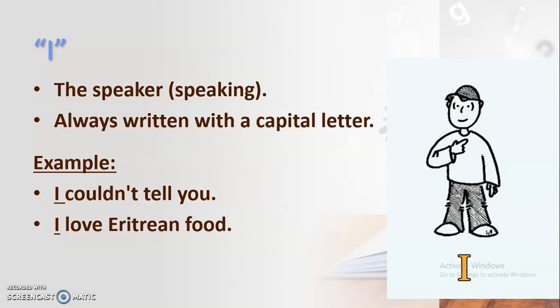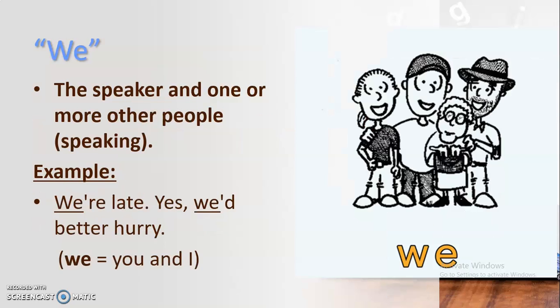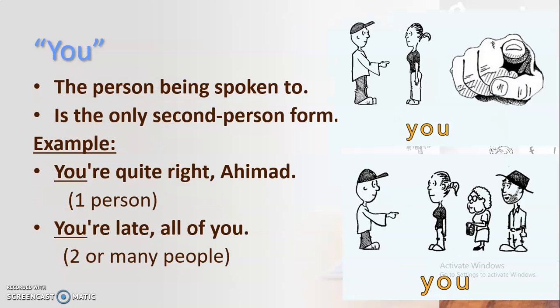So I refers to the speaker who is speaking, and in written form it's always written with a capital letter. I love Eritrean food, so it means I'm speaking about myself in these sentences. We, the speaker, refers to the speaker again, and one or more other people speaking, so they are conjugated. We're late, yes, we will be in a hurry. So in this sentence, you and I are combined, and that's why we used we in this example.